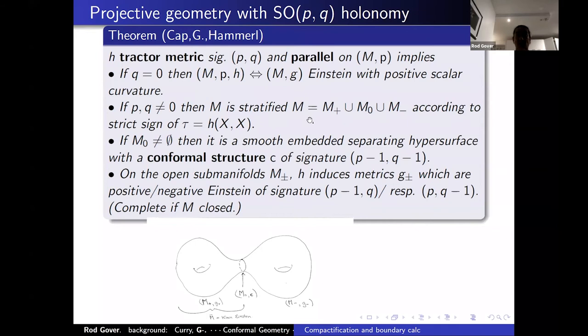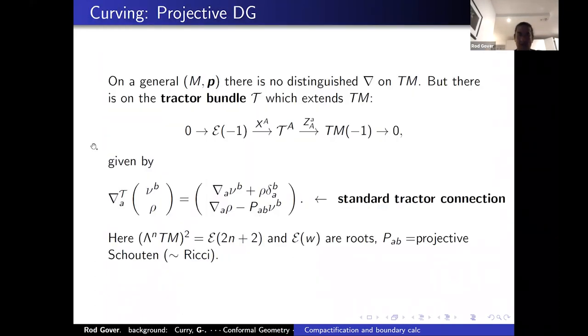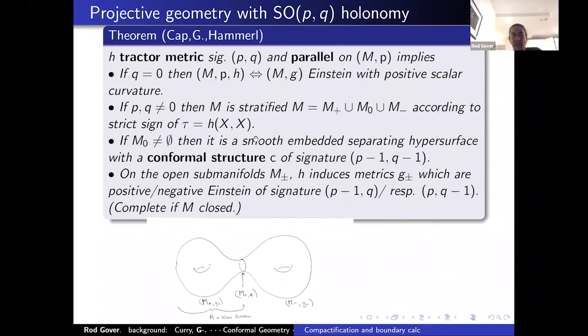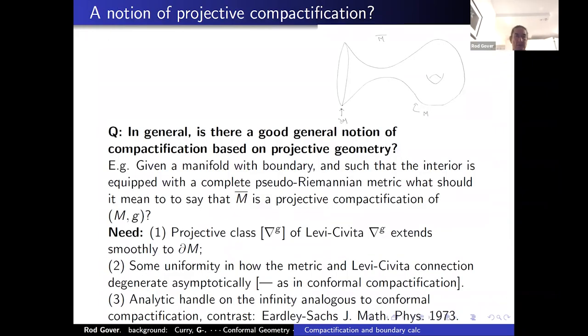If the signature is non-trivial, then in general, M is stratified according to the strict sign of the tractor metric H, the parallel thing, and you're feeding it the X that's coming from the tractor, this clicking never worked, sorry. You're feeding it this X, two copies of that X. So that gives tau, and then the strict sign of that stratifies your manifold. And then the zero locus turns out to have a conformal structure, and on each side you get positive or negative Einstein metrics, and the signature changes as you cross the zero locus. So this is an example that's just coming from the general holonomy reduction theory.